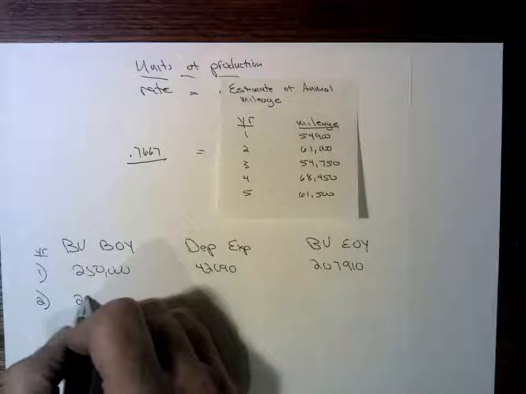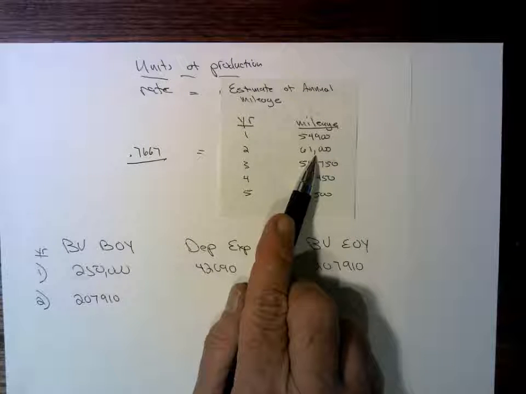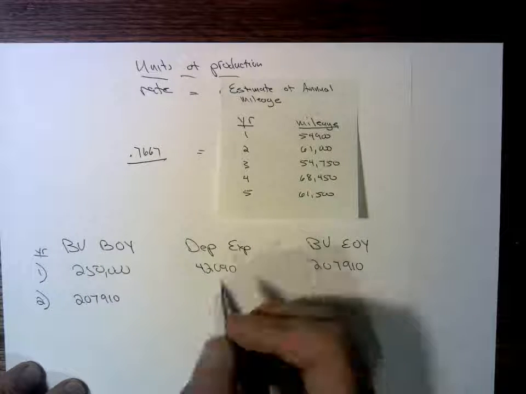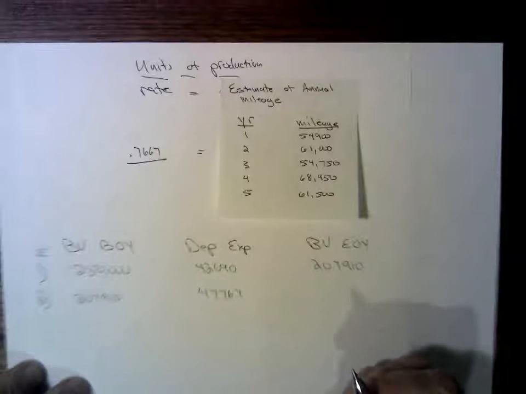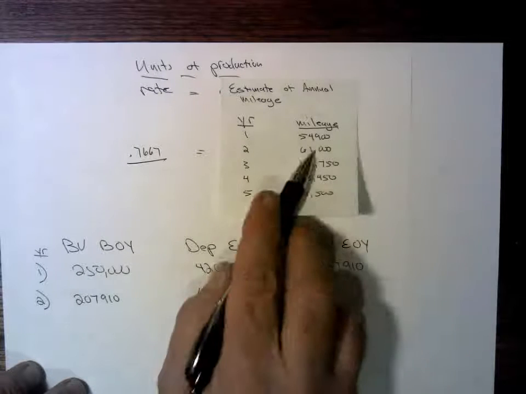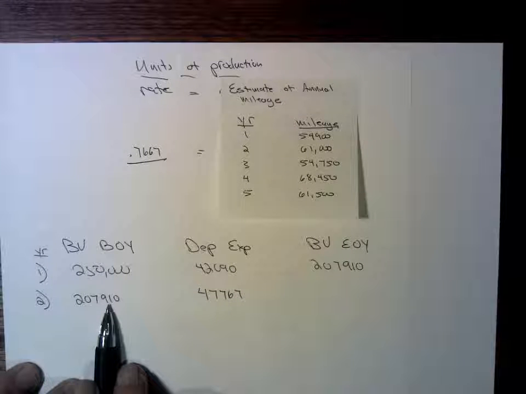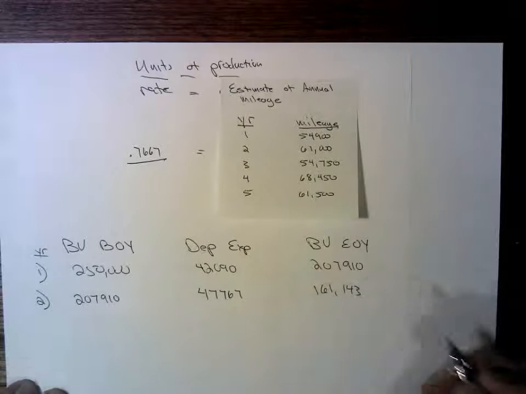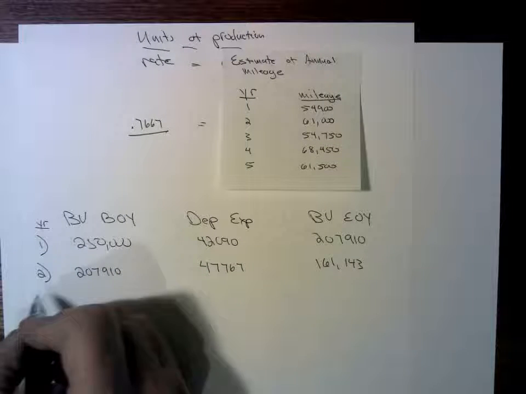So there's our first year depreciation. Second year, with book value still 207,910, I drive 61,000 miles, a few more miles. 61,000 times 0.7667 means this year's depreciation is 47,767. 61,000 times that rate gives us that number. And I wash that against the 207,910, and it gives me 161,143. So there's our second year.